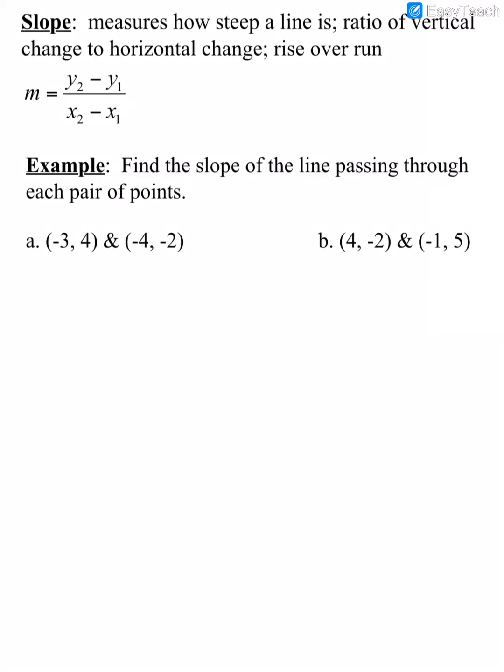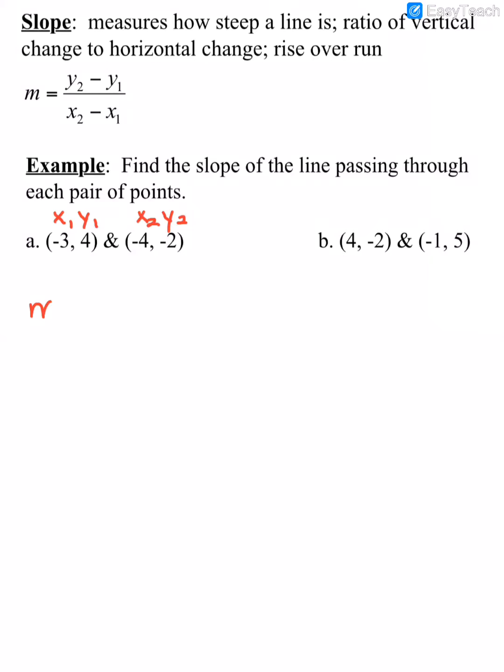Now the best thing to do whenever we have a set of points is to label our points. We know that every time we have an ordered pair, the first number is our x and the second number is our y. But since we have 2 sets of points, we're going to let one of those sets be our x and y 1s and the other set to be our x and our y 2s. Then we just take them and plug them into our equation, the slope formula.